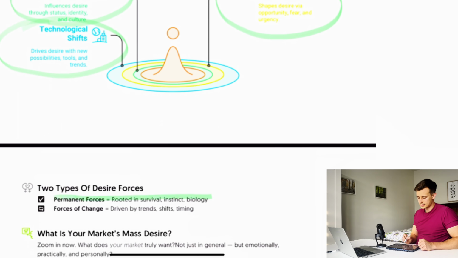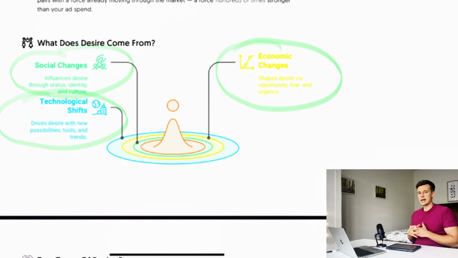There's permanent forces of desire, and there's forces of change. Permanent forces are rooted in survival, instinct, and biology. Forces of change are driven by trends, shifts, and timing. So based on what society has basically pushed onto you, that has given you your set of desires, where you have a current state and you have a desired state. And all of this was manufactured by everything that we can see when we walk out of the door in the morning. We'll even stay at home. When you see anything on Instagram, social media, whatever it is, simply what is happening in your life is manufacturing the desires on you. If you spend money trying to create a specific desire for a specific product, it's not going to work. You need to harness what's already happening in the world.